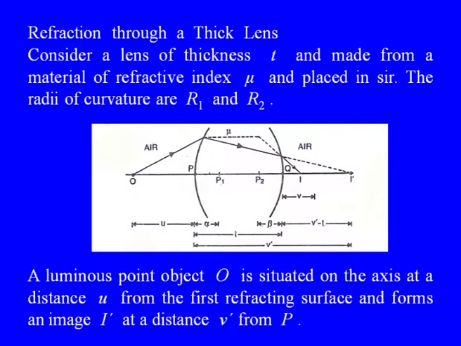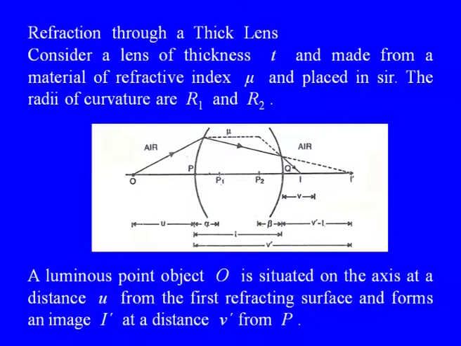Consider a lens of thickness t and made from a material of refractive index mu and placed in air. The radii of curvature are R1 and R2. Look at the thickness between the points P and Q, that is t. A luminous point object O is situated on the axis at a distance u from the first refracting surface and forms an image at I prime at a distance v prime from P. This image will serve as a virtual object for the second surface.